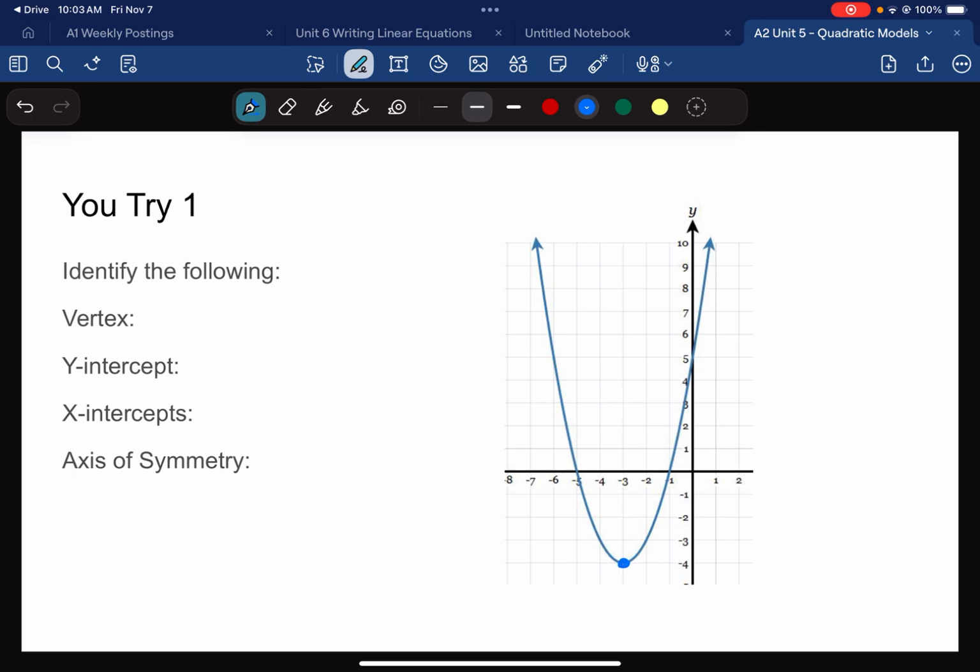All right, this time the parabola opens up. We've got a vertex at negative 3, negative 4. The y-intercept is at 5. The x-intercepts are negative 5 and negative 1, and the axis of symmetry is x equals negative 3.